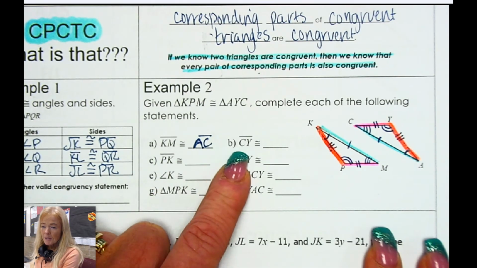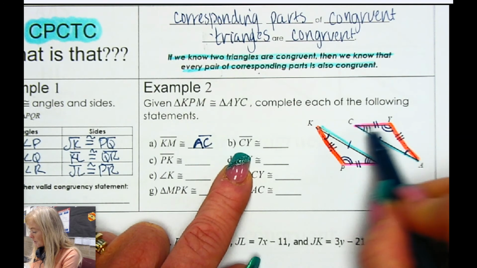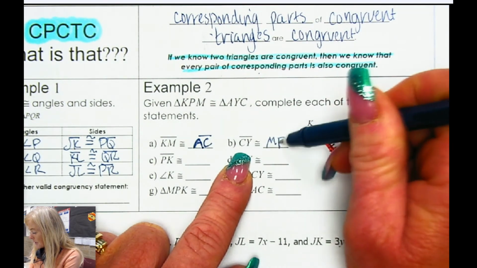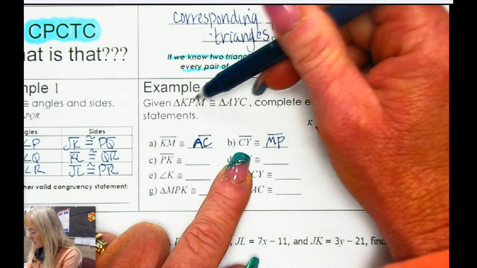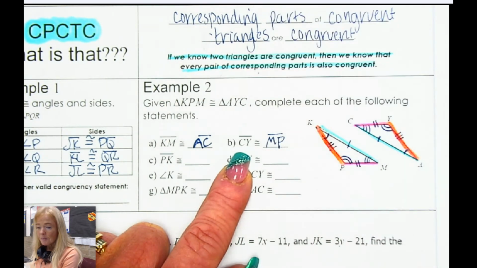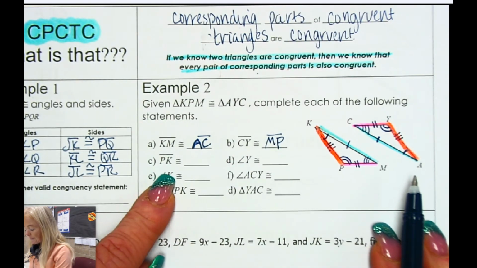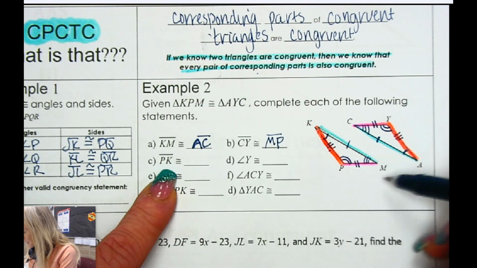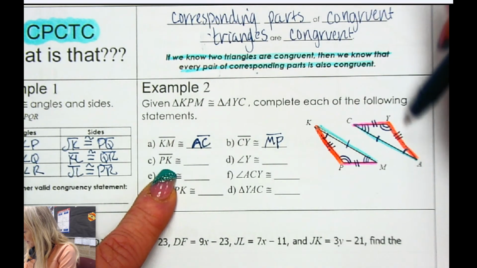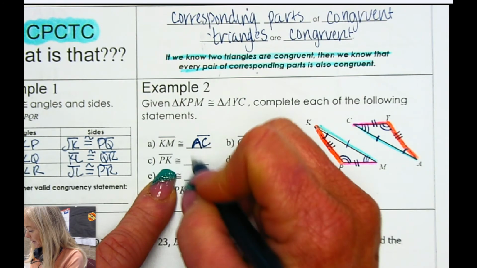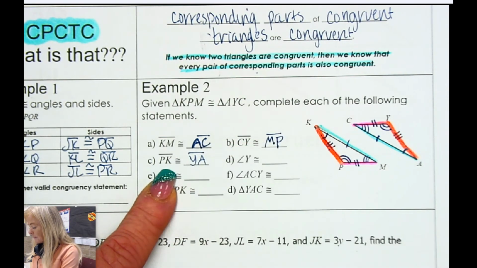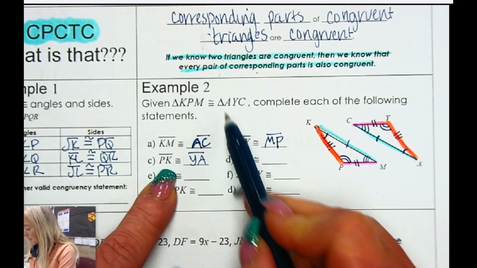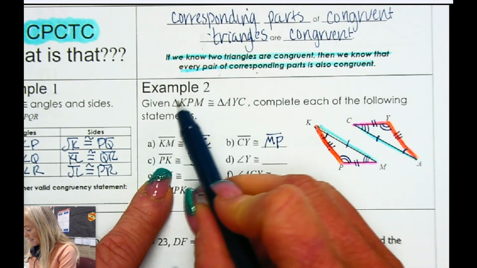All right, so CY over here, C goes from 3 to 2, CY. So if we go 3 to 2, it would be MP. Or if we look up here, we'd say CY and MP are in the same order, in the same position in the congruency statement. All right, PK. So we have P to K, so 2 to 1 arc. So 2 to 1 arc would be YA. Or K to P, A to Y. Did I do that backwards? P to K, Y to A.